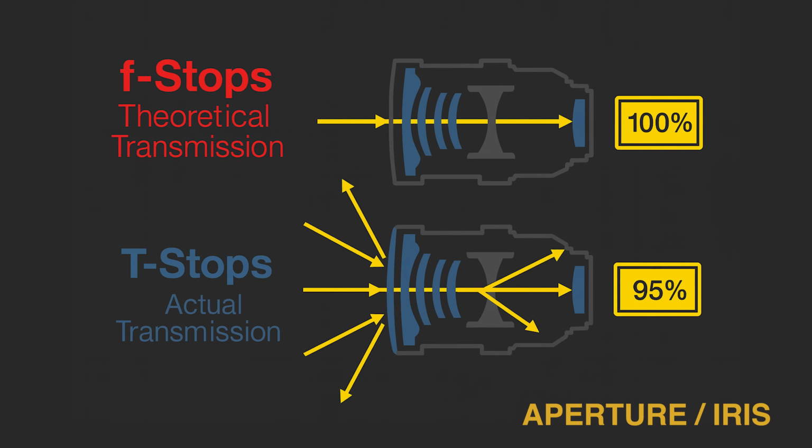But f-stops are just geometry. In real lenses, light bounces and gets absorbed as it passes through multiple elements. That's why cinema uses t-stops. The T stands for transmission.